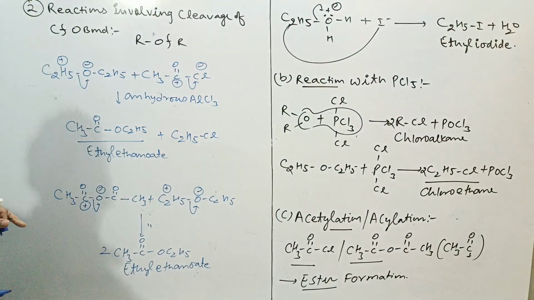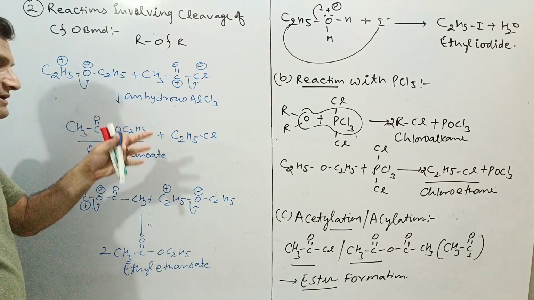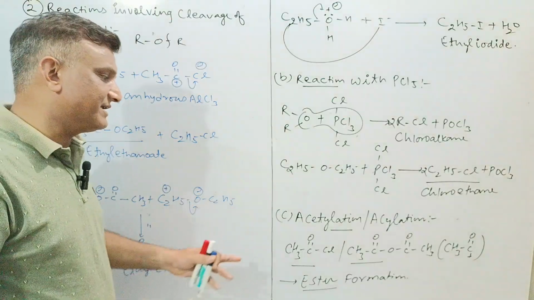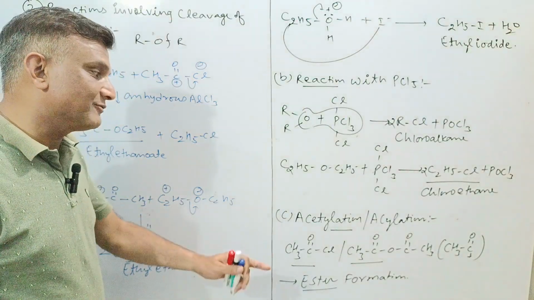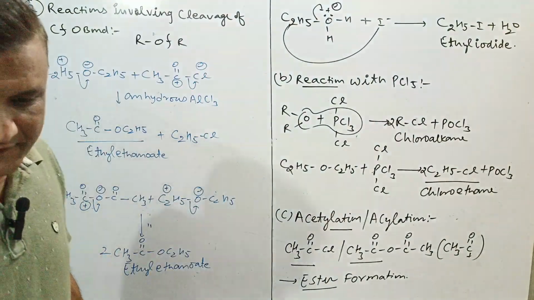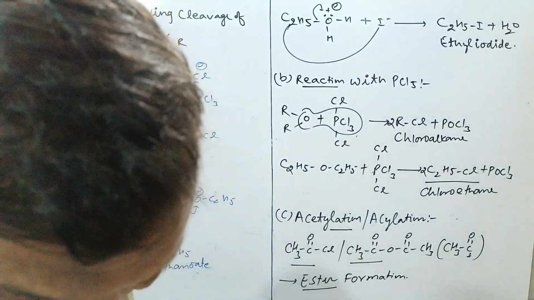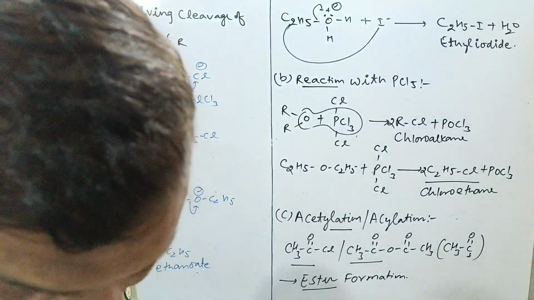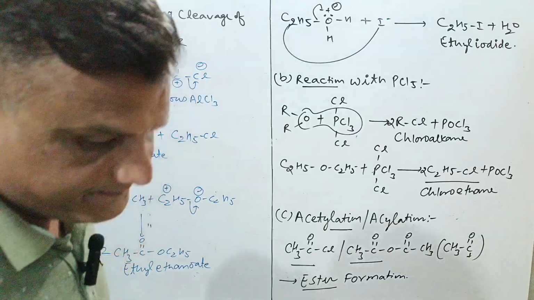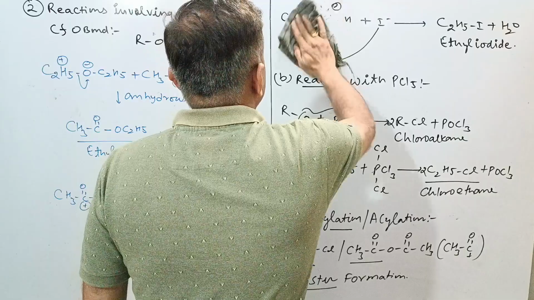This was about the reaction with acetic anhydride or acetyl chloride, that is also called acylation or acetylation. If we go further, then we can take one more example also. What is that? Listen to me carefully. This was about the C part.